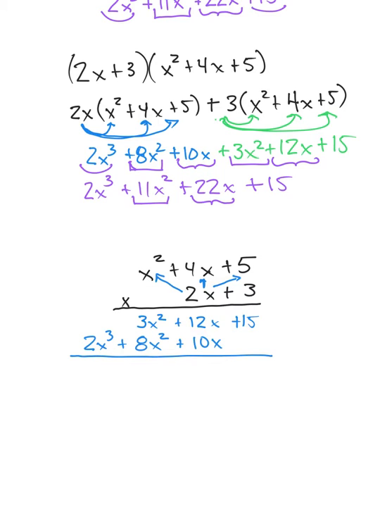One of the other nice things about doing this vertically is if you've done it correctly, your like terms should be lined up vertically. From here, all we have to do is add straight down, just like we did with the 2 and 3-digit numbers. So I get 15, 22x, 11x squared, and 2x cubed. Exactly what I got on the other ones.